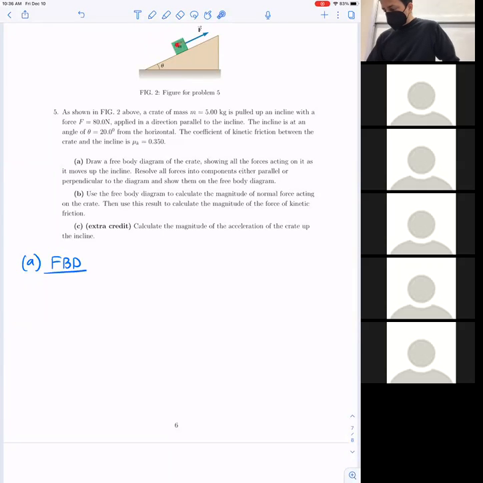So there's this crate here that is being pulled up by some force along this incline, which does have friction. So now it's not frictionless. It has a coefficient of kinetic friction, mu sub k equals 0.350. So the first part is simply saying draw a free body diagram of this object. And then a sub question there is, once you draw that free body diagram, resolve all the forces in that free body diagram into components either parallel or perpendicular to the diagram, and show them on the free body diagram.